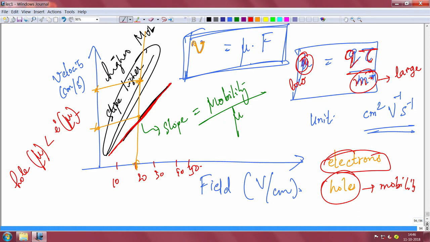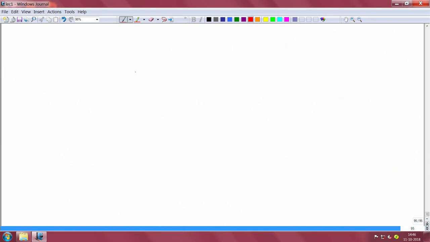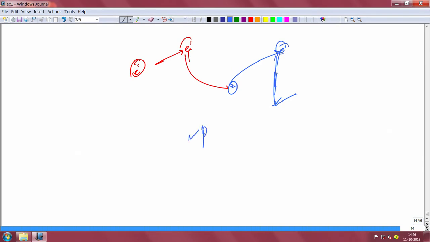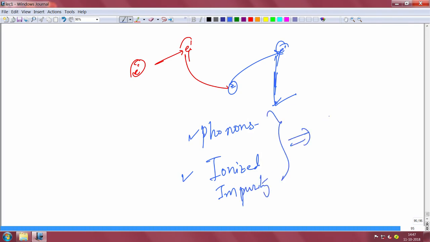Now, I told you that electrons scatter and collide. They will keep scattering and colliding like that, and this is because of either phonons or ionized impurity. I told you that. So, phonons and ionized impurity will have an effect on electron mobility, or on hole mobility too, but I talk about electron only.